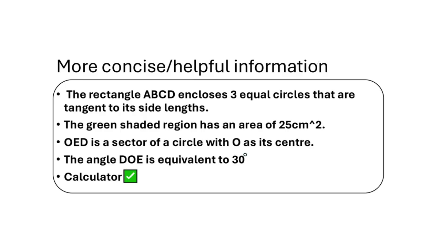There's some more concise, helpful information to help guide you through the question. The rectangle, and yes, rectangle ABCD, encloses three equal circles that are tangent to its side lengths. The green shaded region has an area of 25 centimeters squared. OED is a sector of a circle with O as its center. The angle DOE is equivalent to 30 degrees. And it's probably better for you to use a calculator during this question, because I don't see how you'd be able to do it without one.